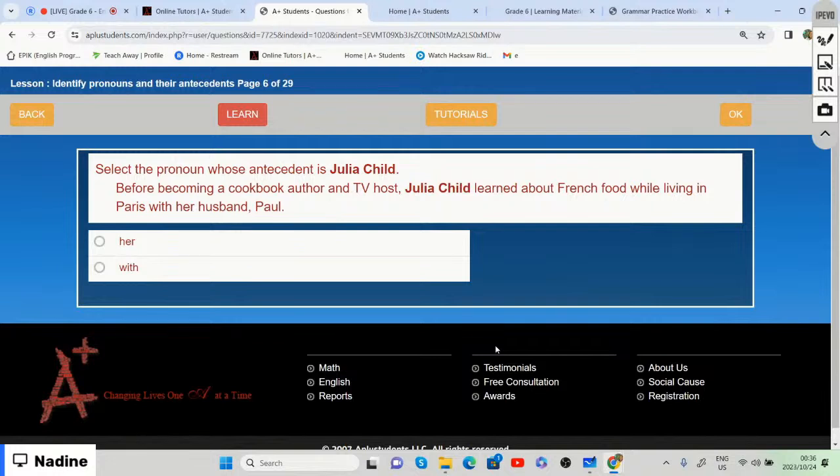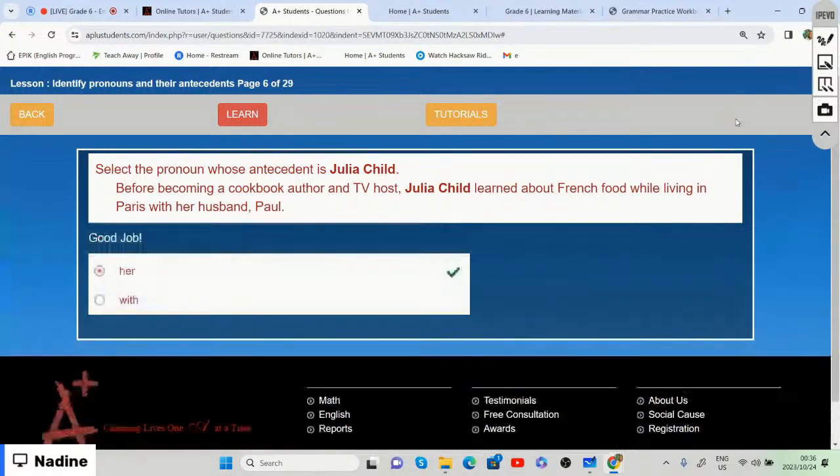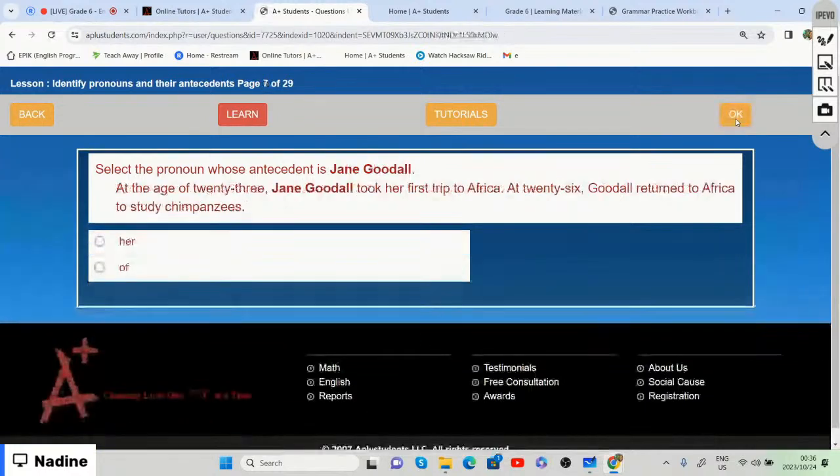So, her or with. All right, so if we select the pronoun which refers to Julia Child, the antecedent Julia Child, then we can select that it is her. Because they say that while living in Paris with her husband. So her is our pronoun and our antecedent is Julia Child.